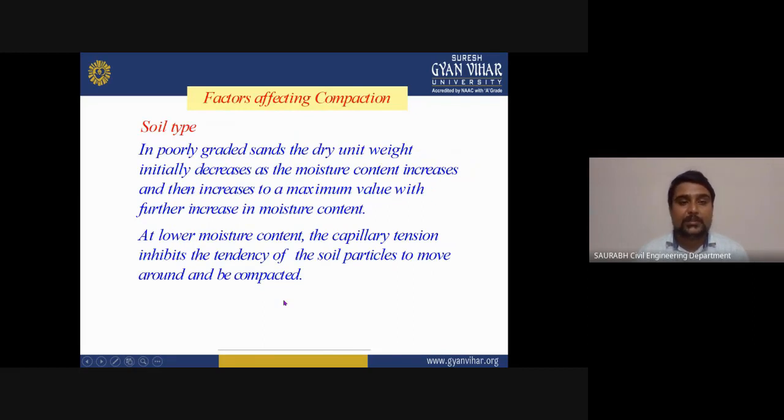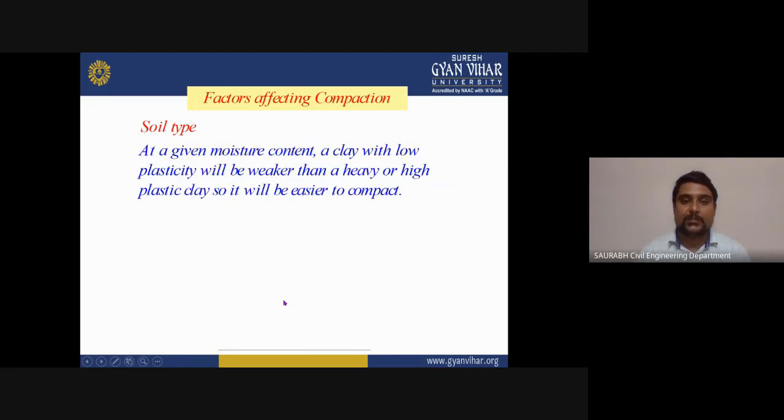Soil type: again we will see how soil type can affect the compaction of a soil. In poorly graded sand, the dry unit weight initially decreases as the moisture content increases, and then increases to a maximum value with the further increase in moisture content. At lower moisture content, the capillary tension inhibits the tendency of soil particles to move around when compacted. And this is also one factor, given here, of how soil type can affect the compaction.